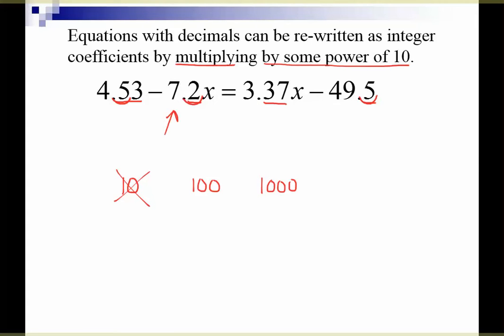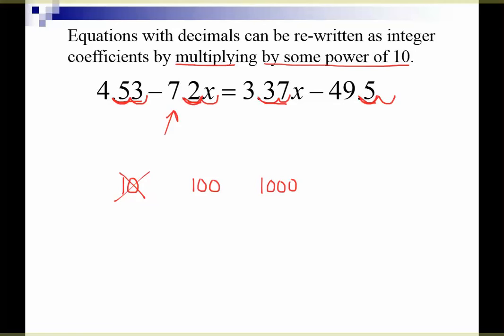Notice if you multiply all of these guys by 100, you will end up with whole numbers. For the 4.53, it's going to move two places with 100. It'll turn into 453. For the 7.2, that decimal would move two places. It'll turn into 720. 3.37 will turn into 337. And 49.5 is going to turn into a larger number. It's going to turn into 4,950. Okay, so that's kind of a preview.